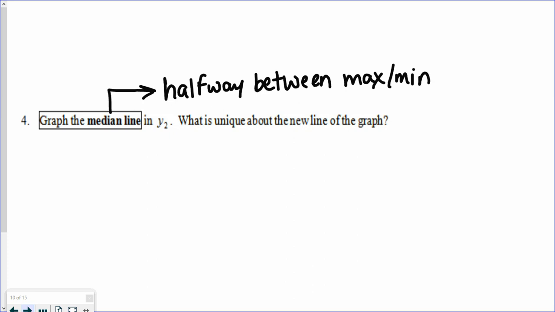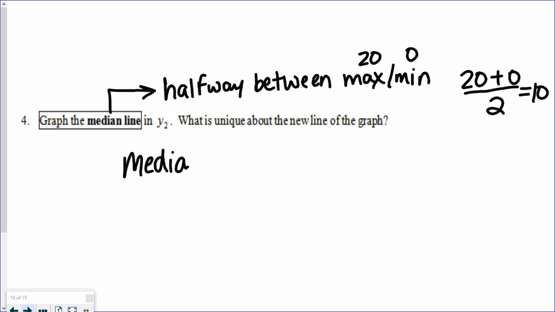So again, our max was at 20, our minimum was at 0. So 20 plus 0 divided by 2 will give us our median line. That's halfway between. So our median line is the line y equals 10.